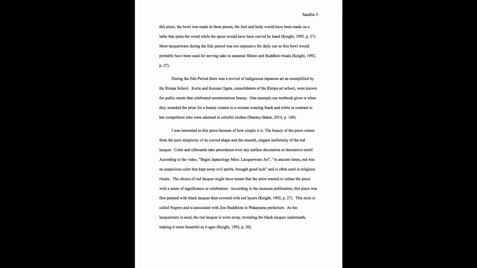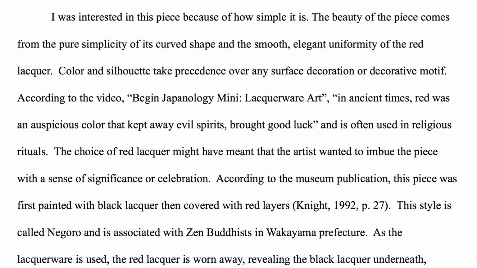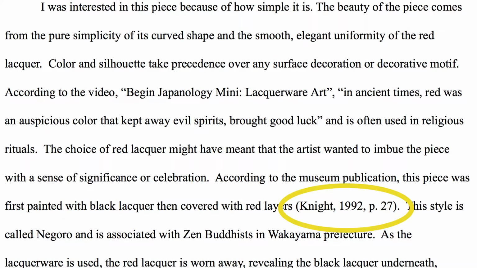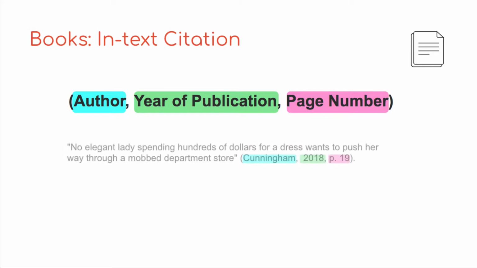Now keep in mind the in-text citation is a citation that appears within the body of your work, so maybe at the end of a sentence in a paper or at the bottom of a slide in a presentation. So the in-text citation is pretty easy. You only need three things. You need the author's last name, the year of publication, and the page number. So let's look at an example of an in-text citation for a book.